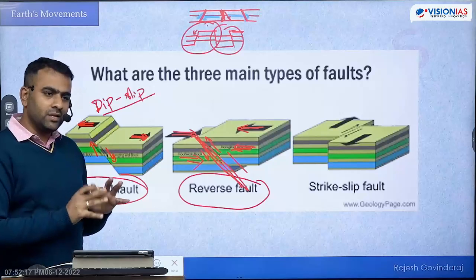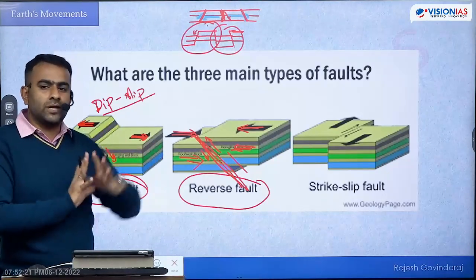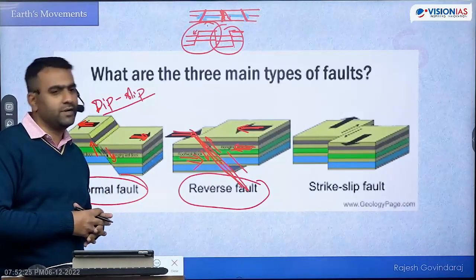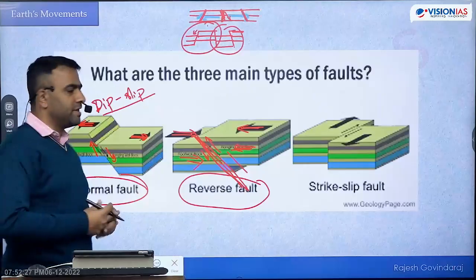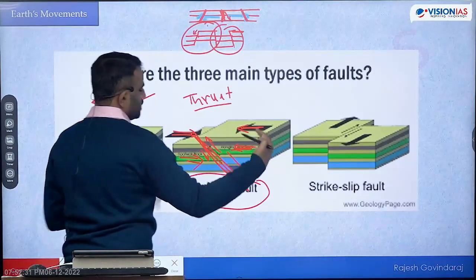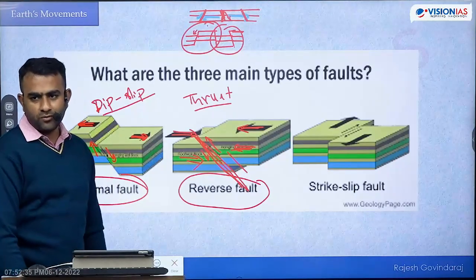So basically, not in every case is it tensional force. Even compressional force can also cause faulting. In that case it is called a reverse fault. A reverse fault is also called a thrust fault because both the blocks are thrust towards each other.